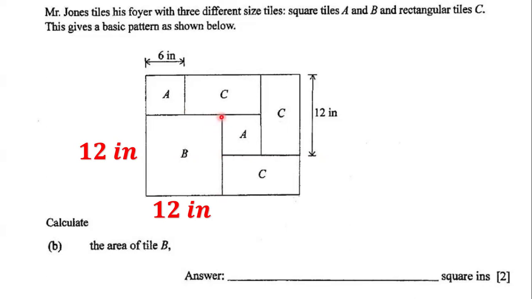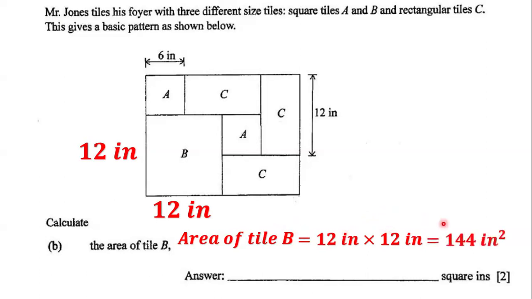And if this is 12 inches, that means that this side also is 12 inches. And if we know that one side is 12 inches, then all of the sides are 12 inches because we're dealing with a square here. So we have the length and the width. The area of tile B is the length times the width, which is 12 inches times 12 inches, which is 144 inches squared, or 144 square inches.